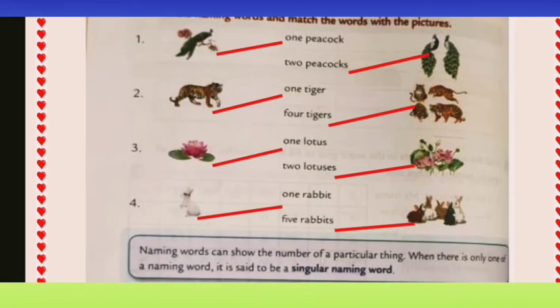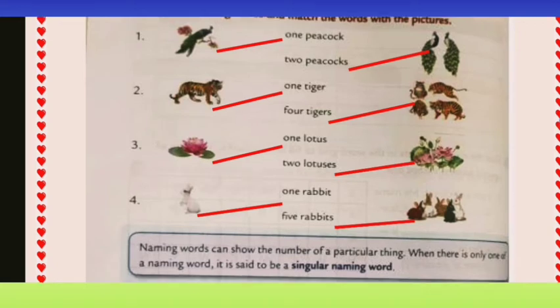Come to the next. On the left side, one lotus picture is there. Match it with one lotus. But on the right side, two lotuses are there. So you have to match it with two lotuses.